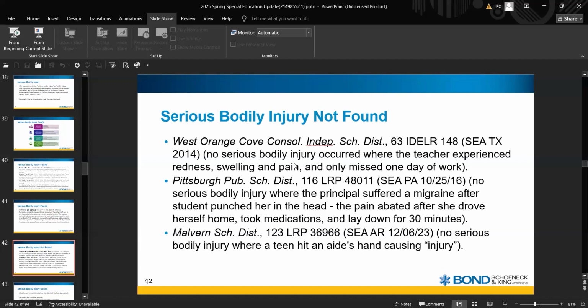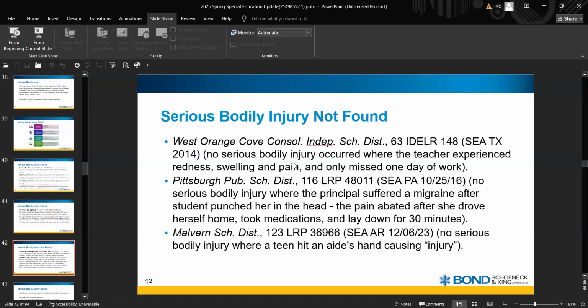Okay, so here's one of the examples. Bodily injury not found. No serious bodily injury occurred where the teacher experienced redness, swelling, and pain, and only missed a day of work. In Pittsburgh Public School District, 2016, no bodily injury was found where the principal suffered a migraine after the student punched her in the head. The pain abated after she drove herself home, took medication, and lay down for 30 minutes. So it was pretty much over in a couple of hours, not a substantial injury or serious bodily injury.